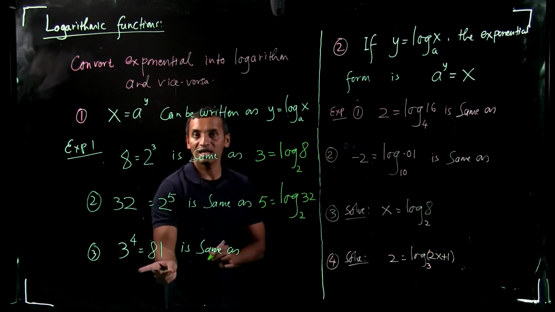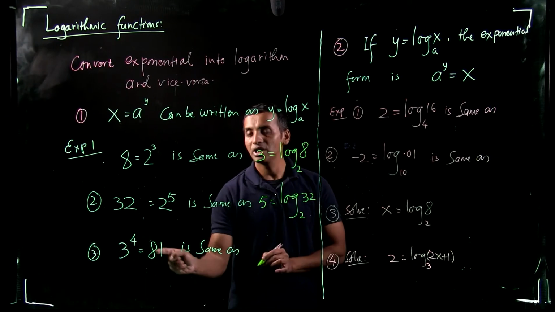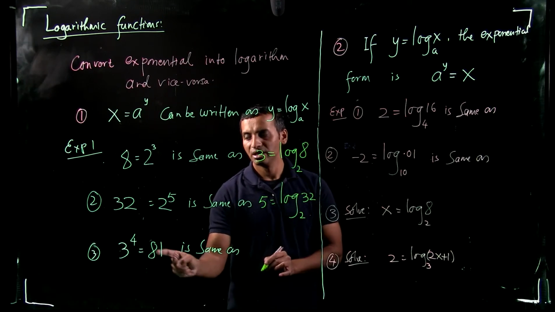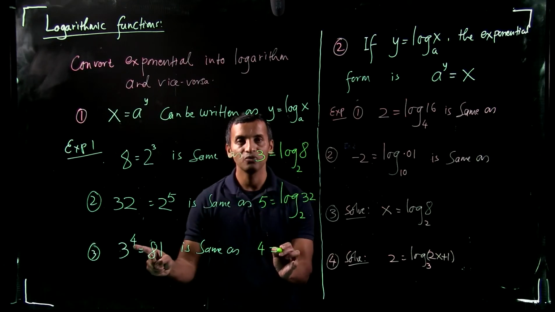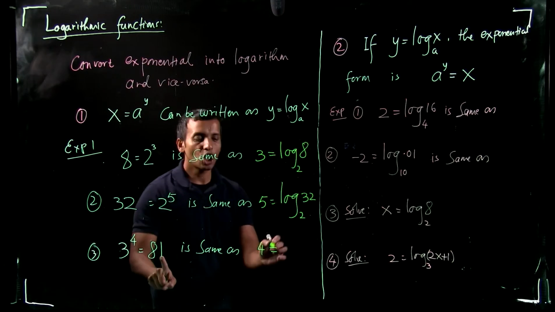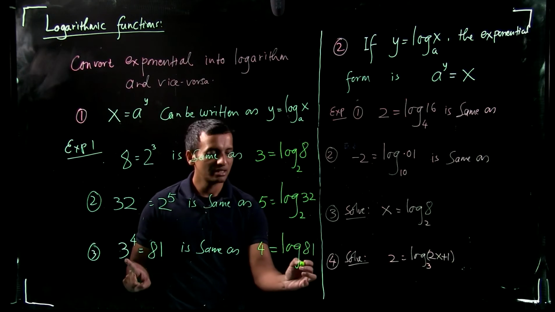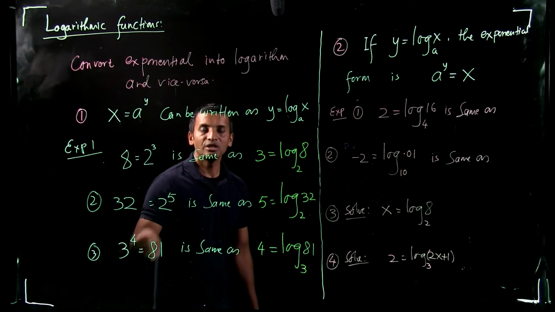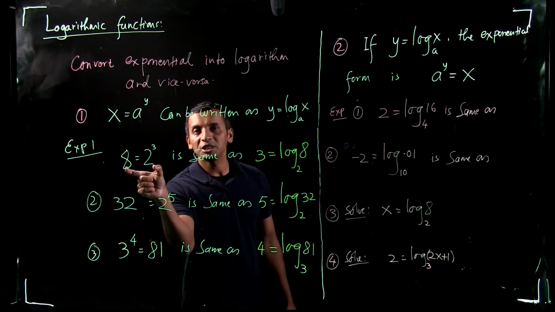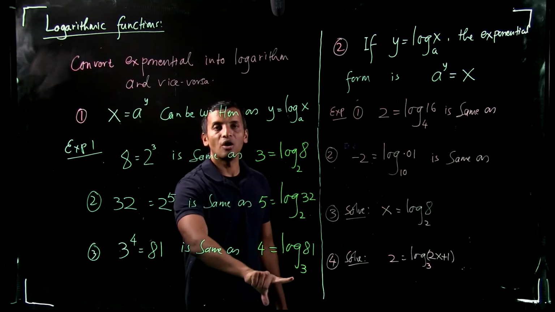Make sense? Again, the last example, 3 to the 4th equals 81. How do you write this? The exponent 4 equals log of the other side, log of 81, the base 3 goes to the base. So this is how you can write the exponent using log.